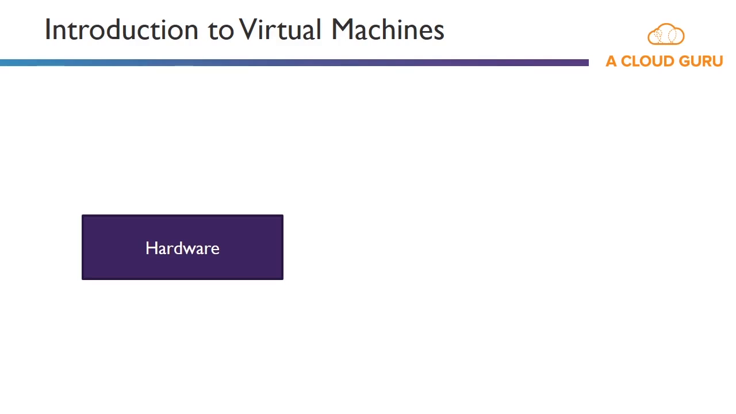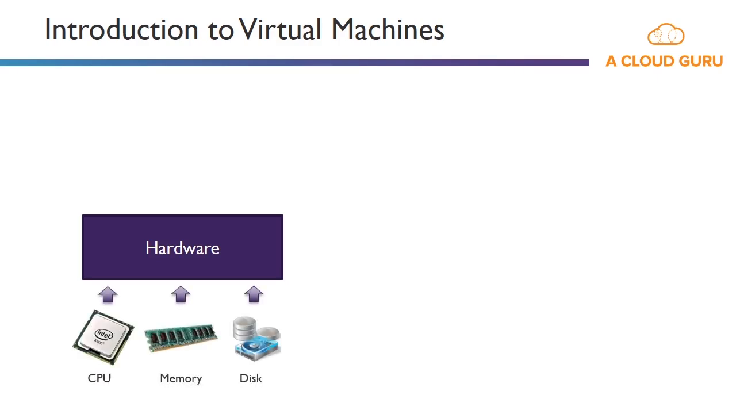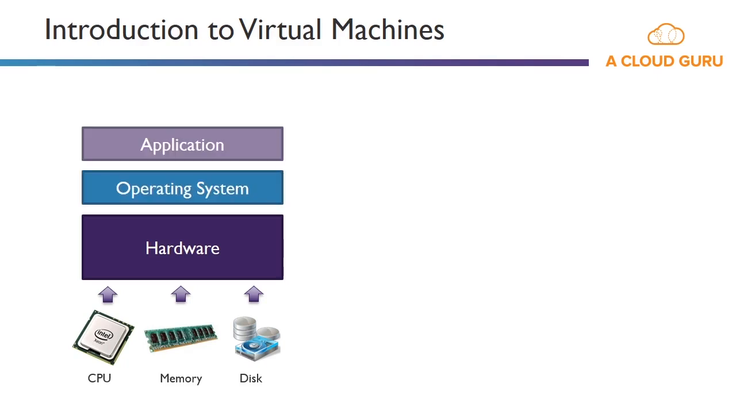For anybody that's not familiar with virtual machines, it helps to just think about how your computer operates, right? So you have some hardware, you have CPU, memory, and disk. And on top of that, you have your operating system. So this could be Microsoft Windows, could be Mac OS. And on top of that, we obviously have our applications that we install.